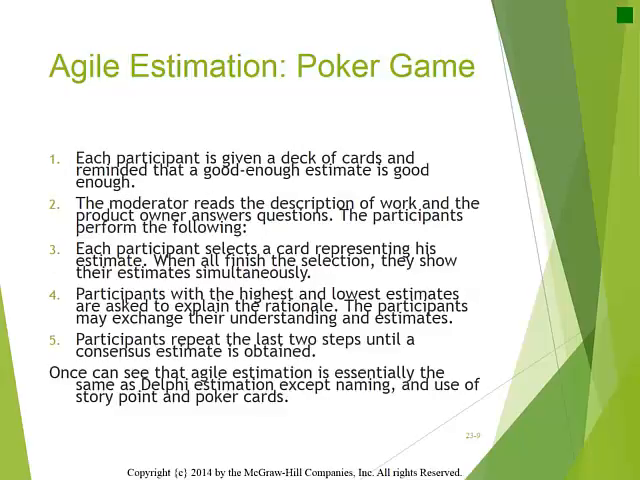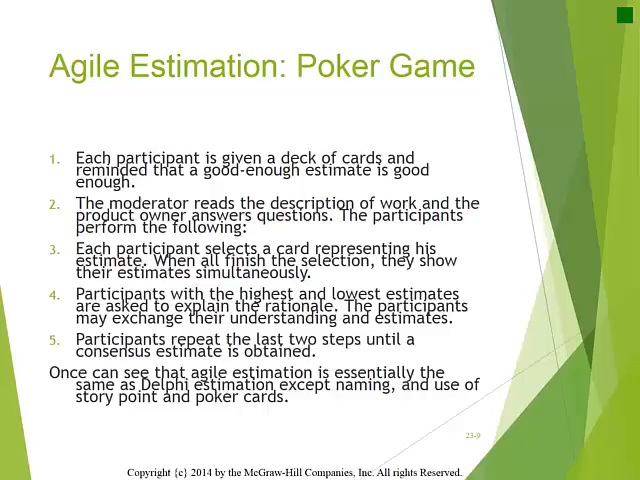Agile estimates are expected to change as reality changes. The estimate takes into account the current knowledge and uses intuition and common sense. Planning poker is a modified Delphi approach. The following steps demonstrate an agile approach to effort estimation called planning poker. Each participant is given a deck of cards containing the Fibonacci sequence numbers or any agreed upon numbers and reminded that good enough is good enough.